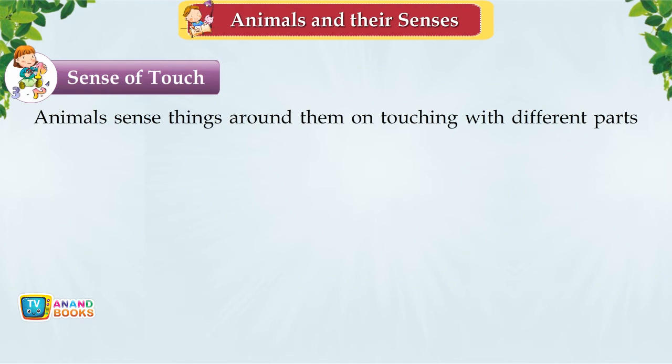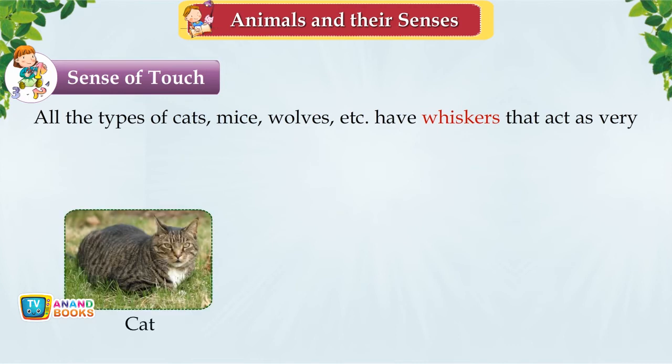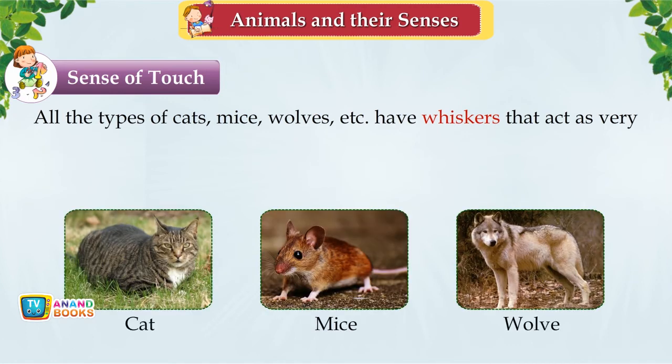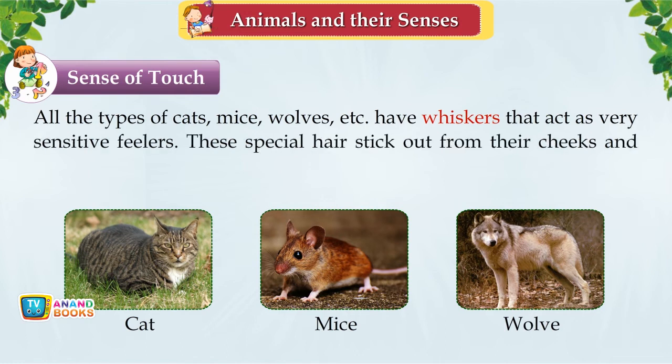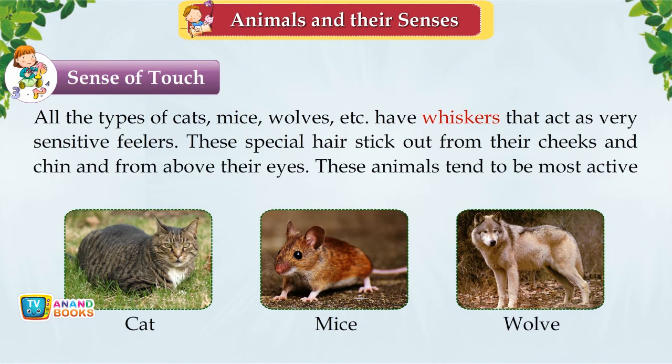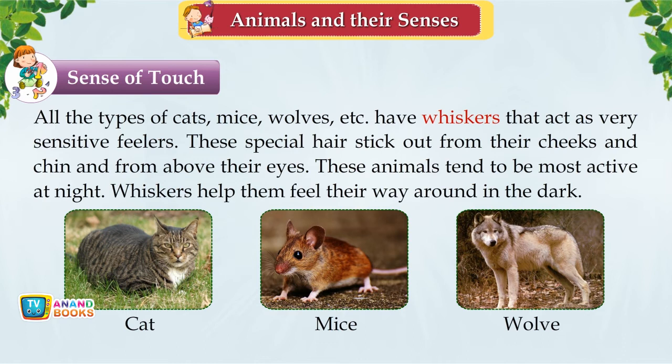Sense of touch. Animals sense things around them on touching with different parts of their body. All the types of cats, mice, wolves, etc. have whiskers that act as very sensitive feelers. These special hairs stick out from their cheeks and chin and from above their eyes. These animals tend to be most active at night. Whiskers help them feel their way around in the dark.